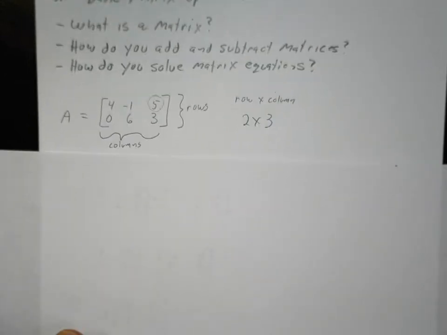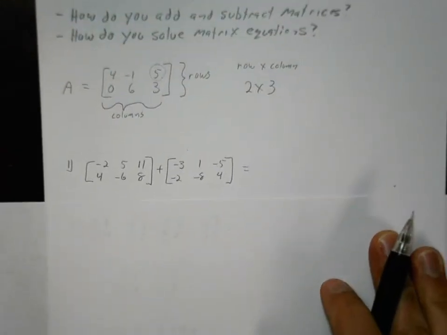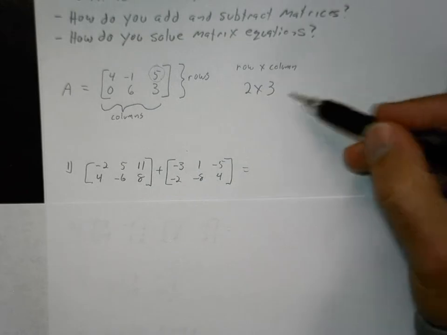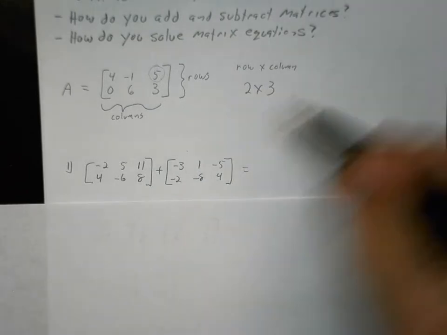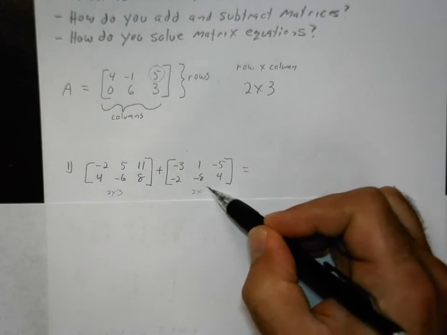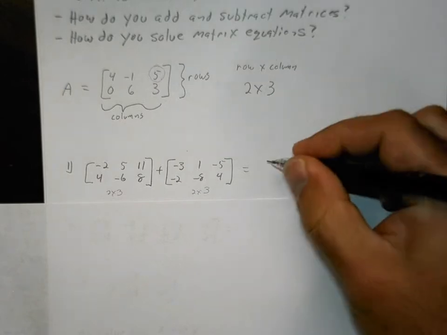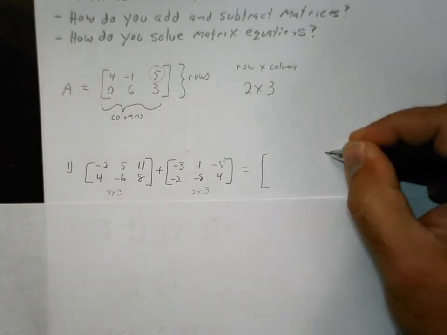Adding and subtracting matrices. In order to add or subtract a matrix, they have to have the same dimensions. Okay, so this matrix is a 2 by 3. This one is also a 2 by 3. So because they're the same dimensions, we can add those matrices and get a new matrix that's the same size.